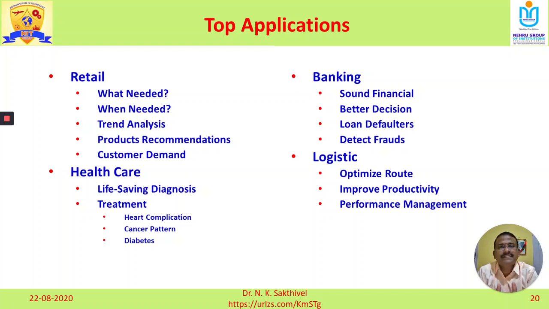For example, at least 6 months or 1 year before, we can predict whether a heart complication will come or not, whether cancer issues will rise or not, or any other issues. Whether diabetes will come or not, like this. So in healthcare, machine learning and deep learning applications are great for this purpose.